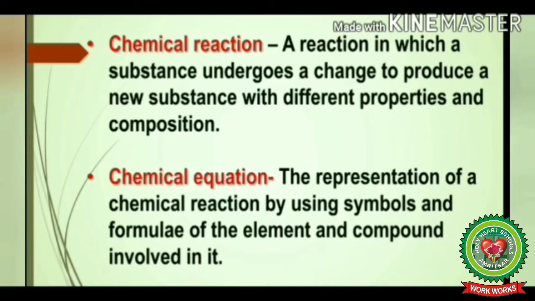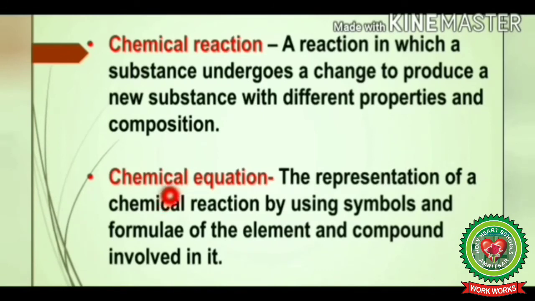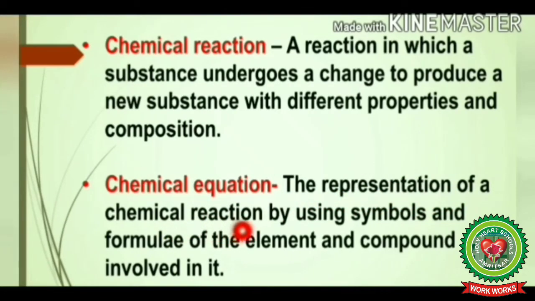Next, what is a chemical reaction? A chemical reaction is defined as a reaction in which a substance undergoes a change to produce a new substance with different properties and composition. Next term is chemical equation. A chemical equation is defined as the representation of a chemical reaction by using symbols and formulae of the elements and compounds involved in it.